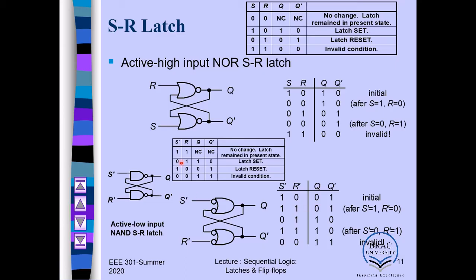1 1 here is no change, so it will be 0 1. Then 0 1 means 1 0. So 0 1 is 1 0, 0 means set. Then 1 1, no change, it will be 1 0. 0 0 here is invalid. So this is invalid.